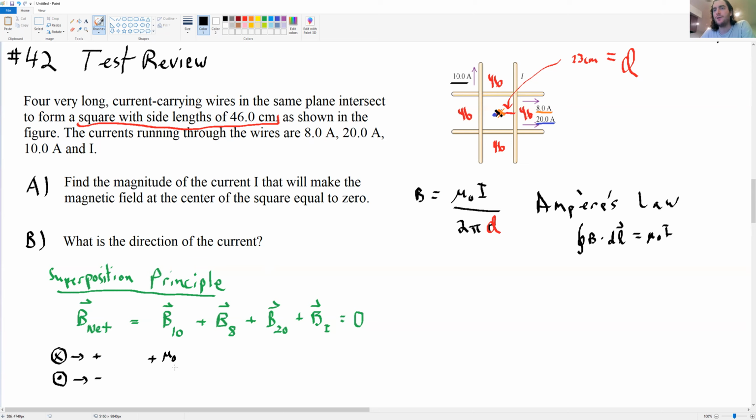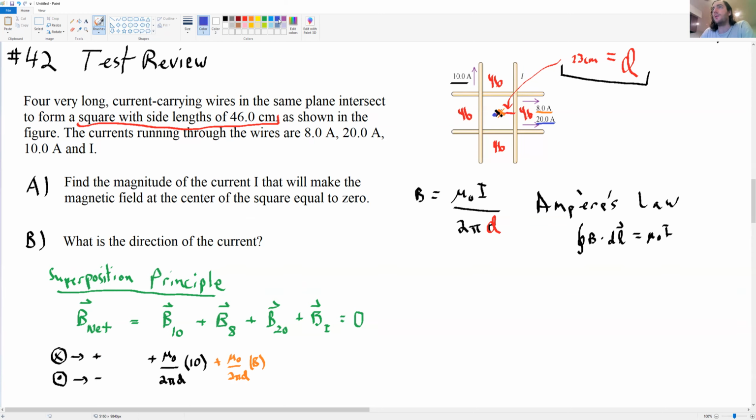What is its magnitude? Well, it's mu 0 over 2 pi d. Remember, d is this 23 centimeters over here. And then a current of 10 amps. Let's just put the number 10 there, right? How about B8? Well, B8 was orange. B8 was also into the middle there. This also has a mu 0 over 2 pi d, the same distance d in the denominator, that same 23 centimeters. The magnitude of that current was 8 amps, so I'll put an 8 there.